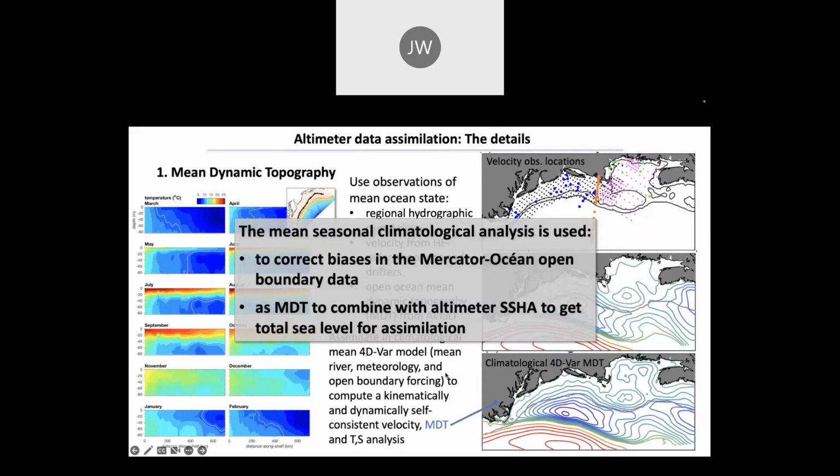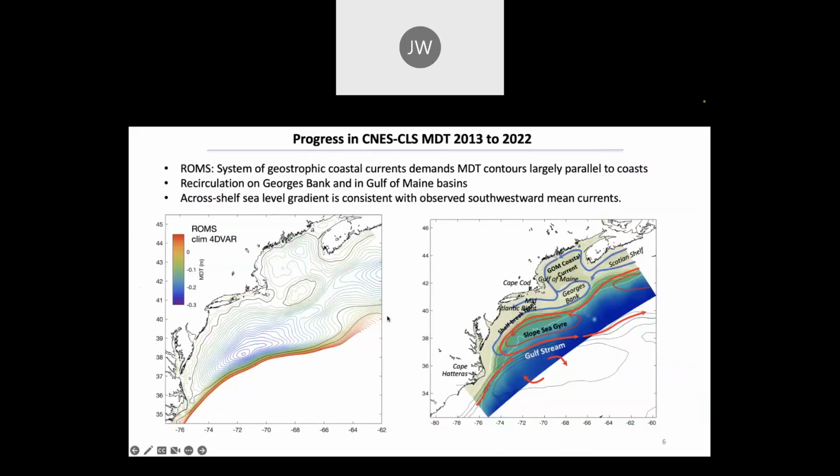What we do is we use this climatology for temperature, salinity, velocity, and sea level to correct for biases in the open boundary conditions that we get from Mercator. And we use it as the MDT that we combine with sea level anomalies to get our total sea level, absolute dynamic topography for assimilation. So this is our climatological analysis, showing it again here. What we know from this implied circulation of the mean flow along the shelf here is that it should be balanced geostrophically by a pronounced across-shelf sea level gradient. And that shows up here nicely.